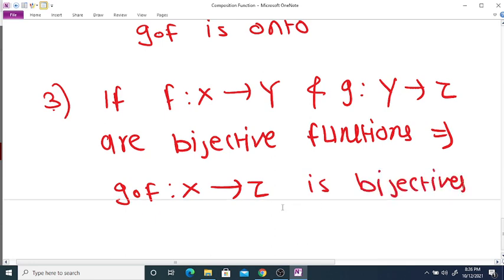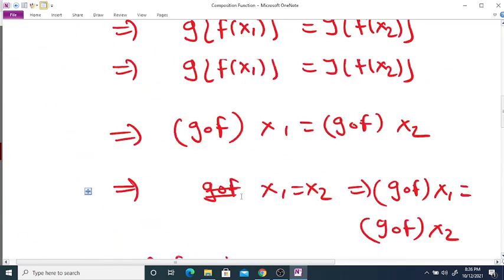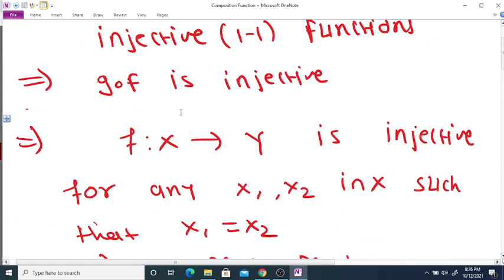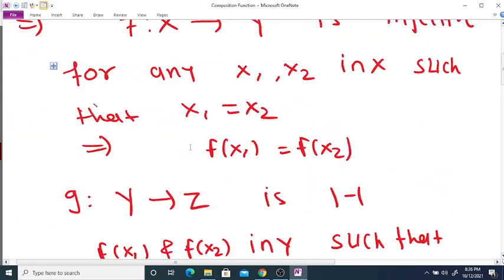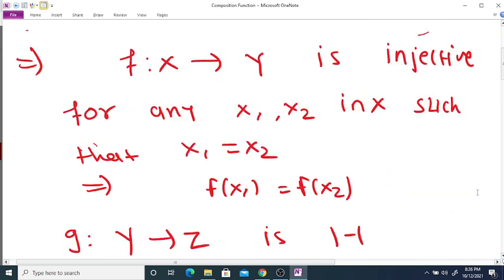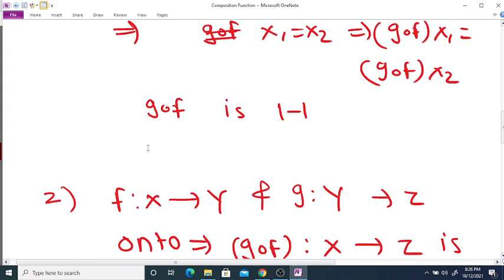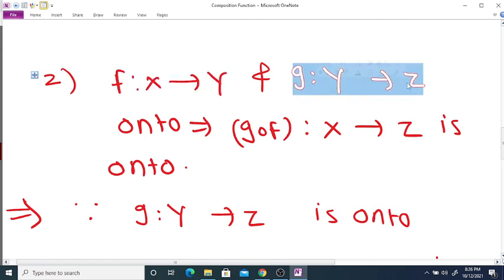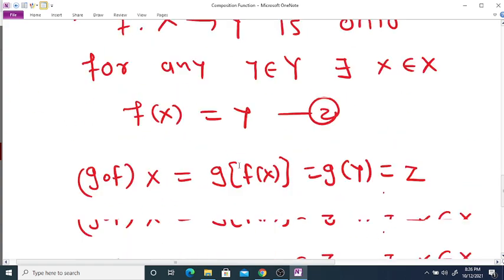We can prove this result by using the previous two results. In the first result, we proved that if f is a function from X to Y which is injective and g is a function from Y to Z which is injective, then the composition function g of f from X to Z is an injective function. Similarly, if f is a function from X to Y and g is a function from Y to Z are onto functions, then the composition function g of f is also an onto function.